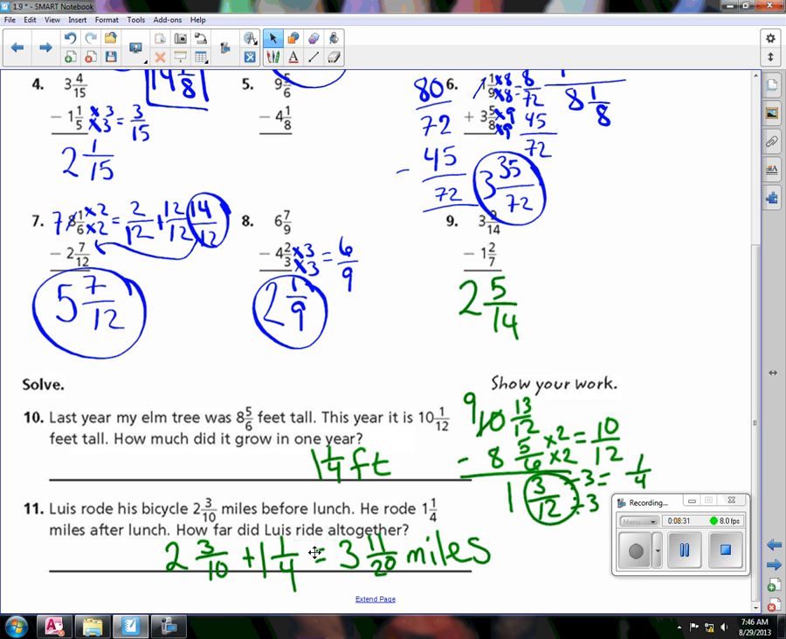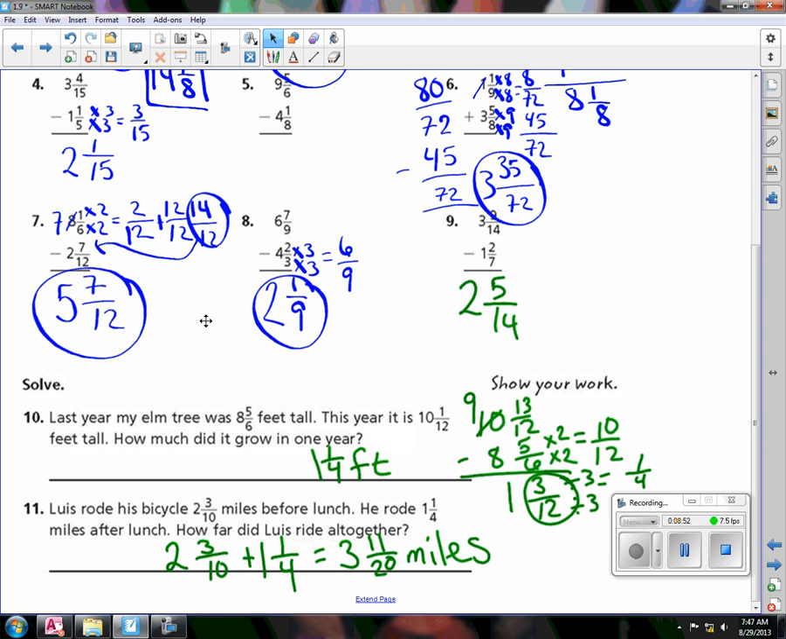Okay, remember when working with adding and subtracting fractions with or mixed numbers with unlike denominators, you need to make sure you find that common denominator first. Once you've found that common denominator, then you can add or subtract. If you're subtracting and the number you're supposed to be taking from, like on number 7, is less than what you need to take away, you have to borrow.